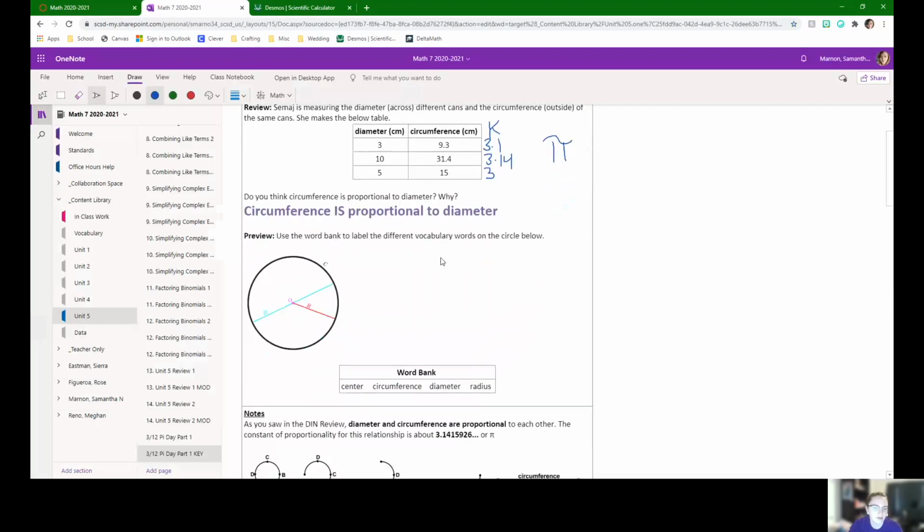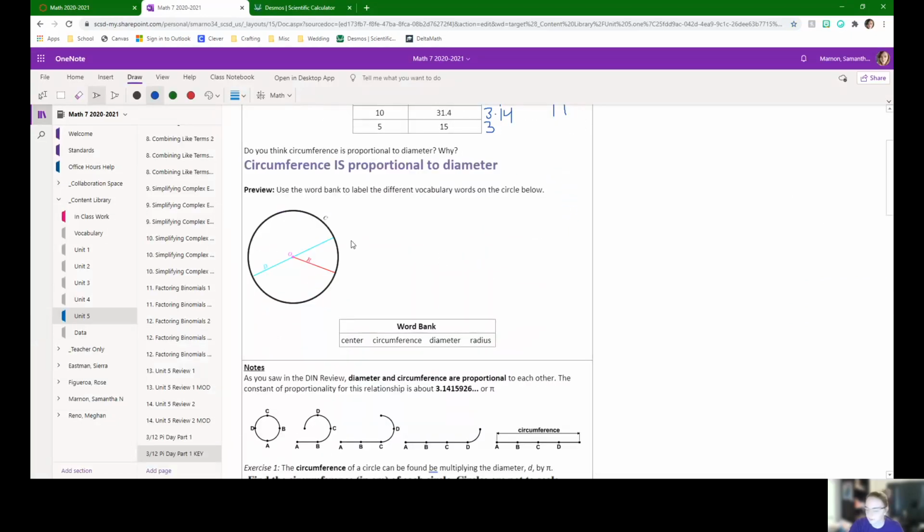But let's start looking at some different work here. Here we have a circle. We're going to use the word bank to label the different vocabulary words on the circle below. If you're paying attention, you could label at least circumference and diameter, and I bet you could figure out center and radius. So pause the video and label these 4 words now.